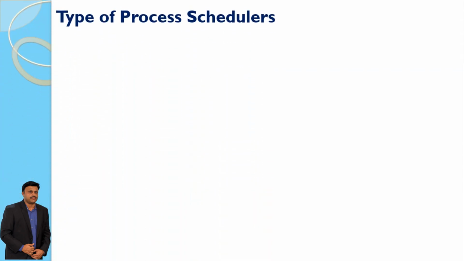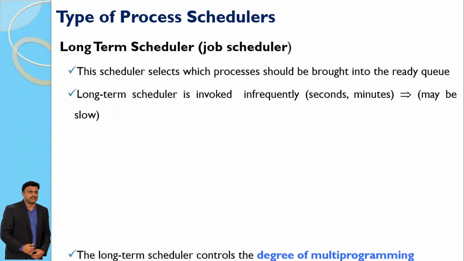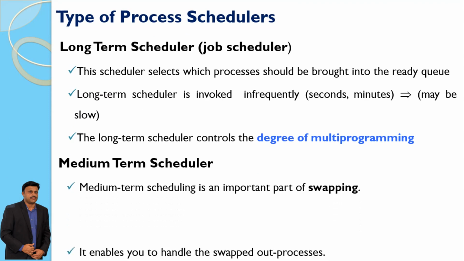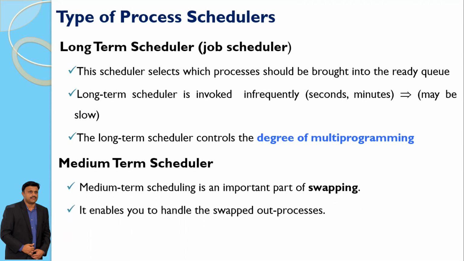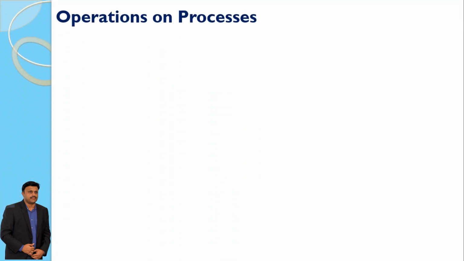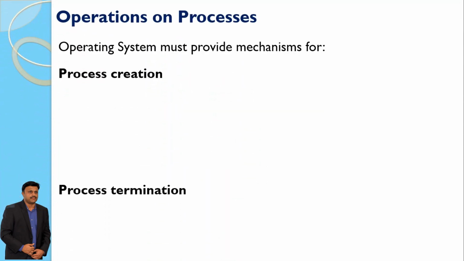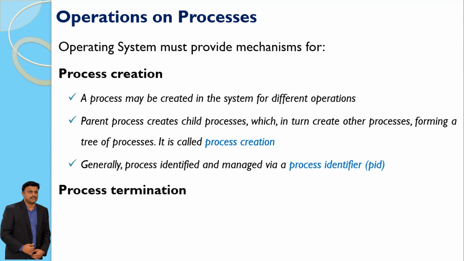The short-term scheduler, or CPU scheduler, selects which process to execute next. It operates frequently and must be fast to ensure smooth system performance. The long-term scheduler, or job scheduler, manages which processes enter the ready queue, while the medium-term scheduler handles swapping processes in and out of memory.